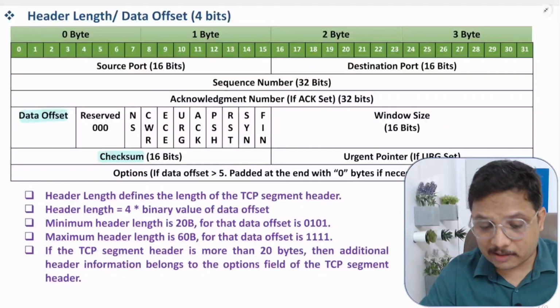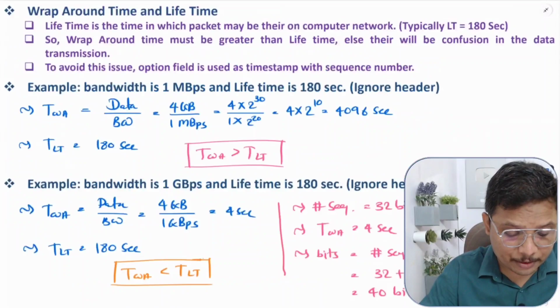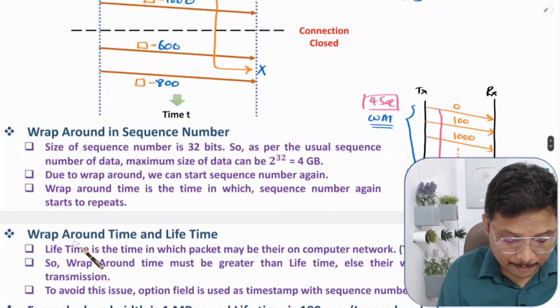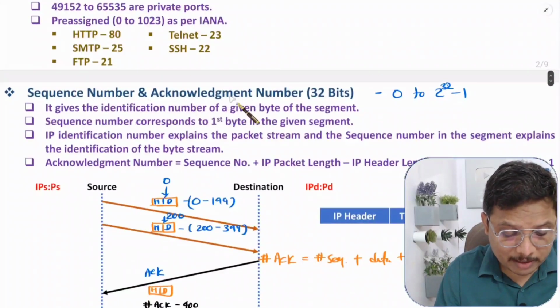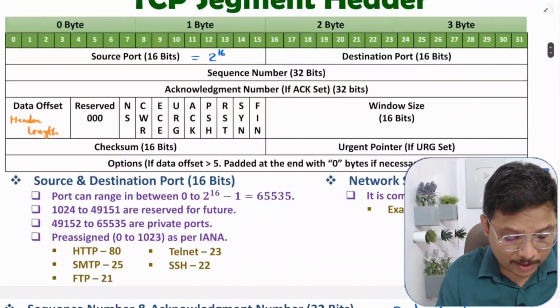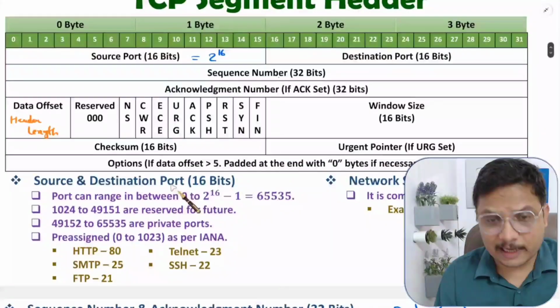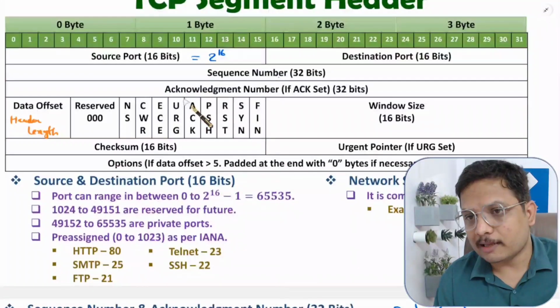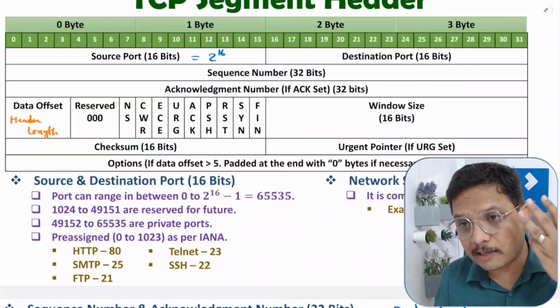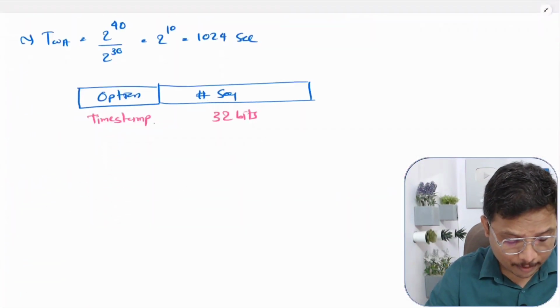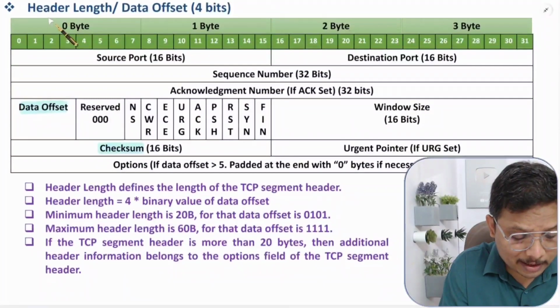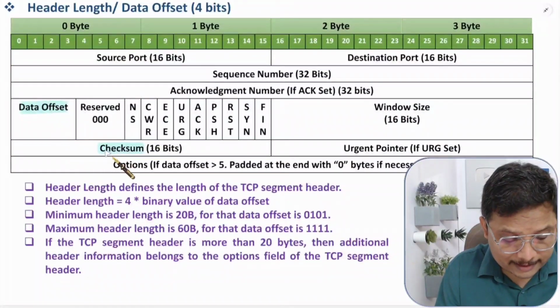If you have seen my last videos, in that I have explained you how we can have wraparound time, how we can have sequence number, acknowledgement number, as well as how we can have port addressing in source and destination, right? That I have explained you in my last 3 videos. In this video, I'll explain you how we can have header length and checksum.